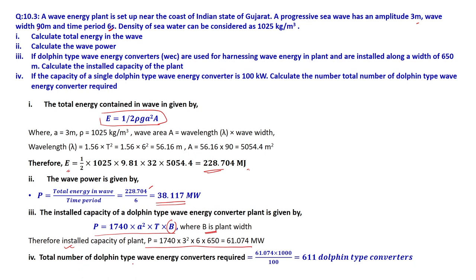Now what we want to calculate is the number of dolphin type wave energy converters. So it is 61.074 multiplied by 1000 divided by 100. So it is about 611 dolphin type converters that are required to meet the demand, right? So this problem is shown for dolphin type converters. Similarly, we can proceed for other configurations for wave power development.